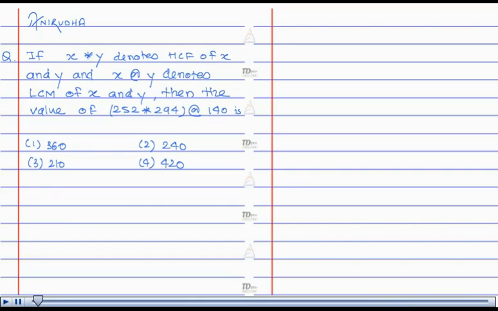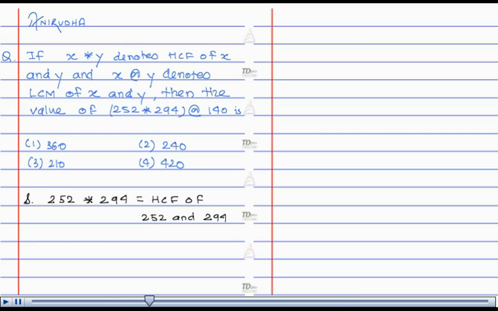Hello, I am Anirudh. The question is, if x asterisk y denotes HCF of x and y and x at the rate y denotes LCM of x and y, then the value of 252 asterisk 294 whole at the rate 140 is. Let's see the solution. First of all, we have to find the value of 252 asterisk 294. This is equal to HCF of 252 and 294.